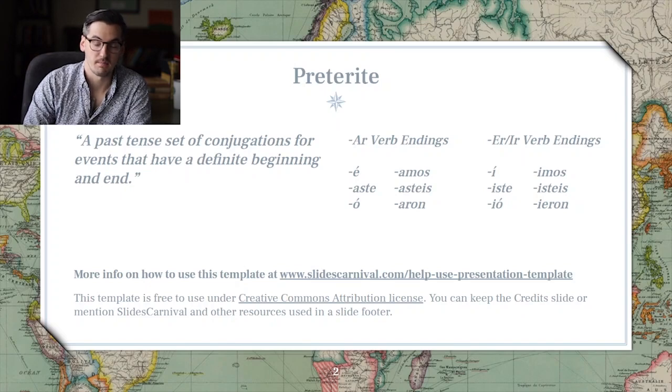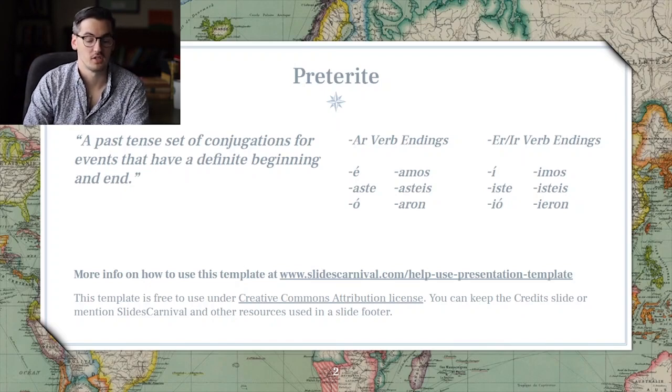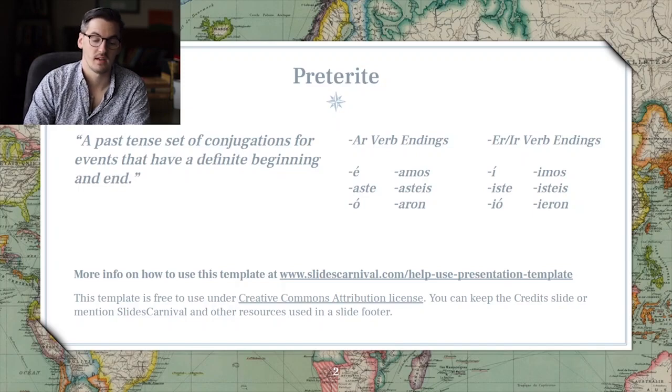What is a preterite? It's a past tense set of conjugations for events that have a definite beginning and an end. So this is a specific time frame, like yesterday, which had a definite beginning and an end. Preterite endings are different for AR verbs and for ER and IR verbs, and we're going to look at some differences again between the ER and the IR verbs as well.